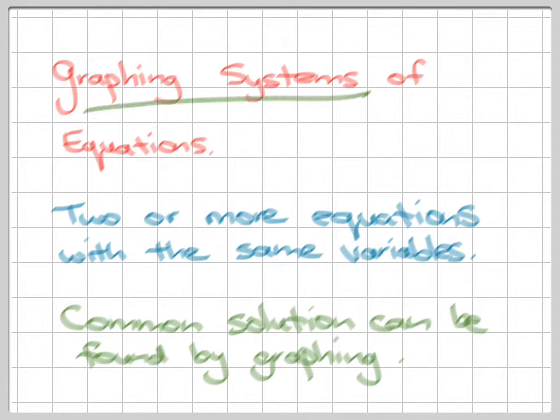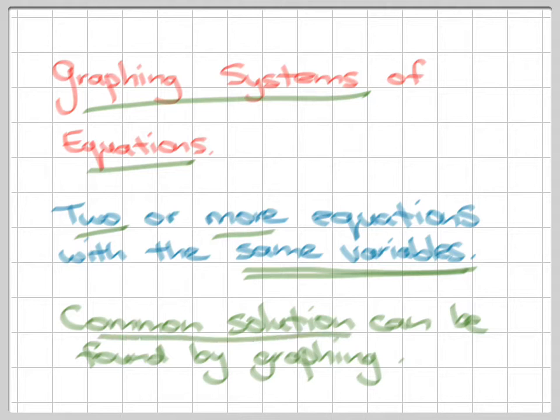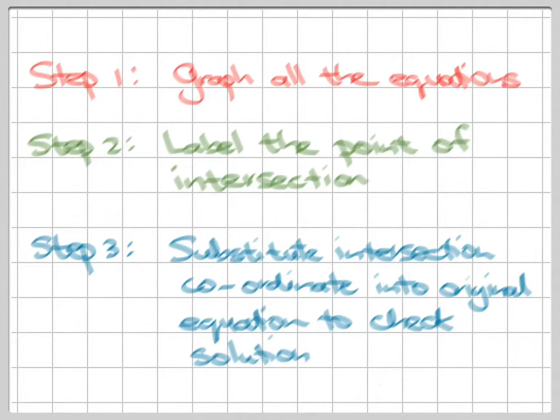So we're going to graph the systems of equations, and there are two or more equations with the same variables. So they'll have a common solution, and we can find that by graphing it. So there are a few steps involved. Step 1 is you graph all the equations. In this particular instance, we're going to have 2.